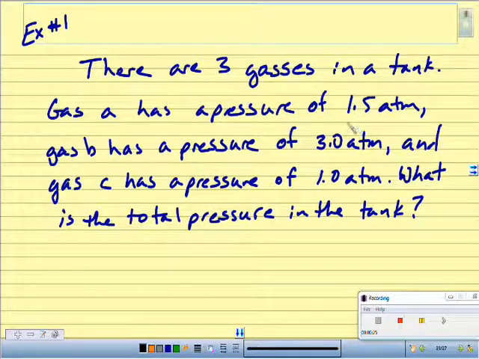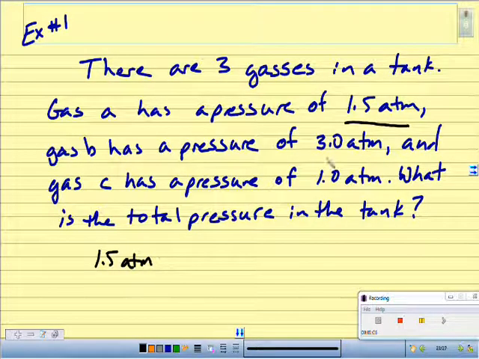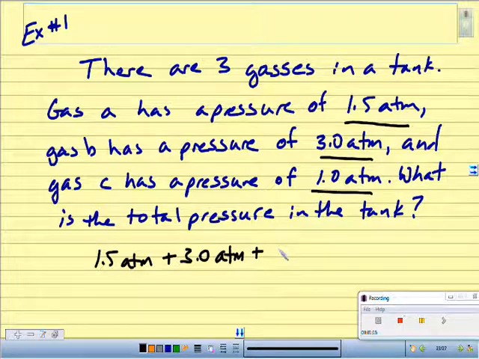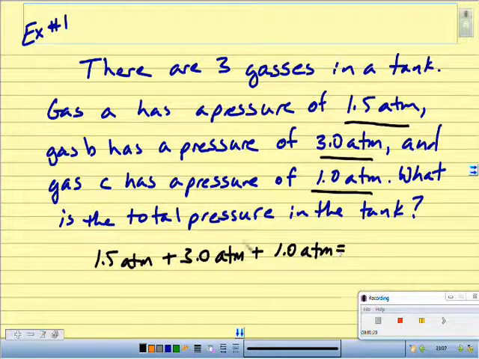Gas A has a pressure of 1.5 atmospheres. Gas B has a pressure of 3.0 atmospheres. And gas C has 1.0 atmospheres. You simply add 1.5 plus 3 plus 1, and you get a total of 5.5 atmospheres.